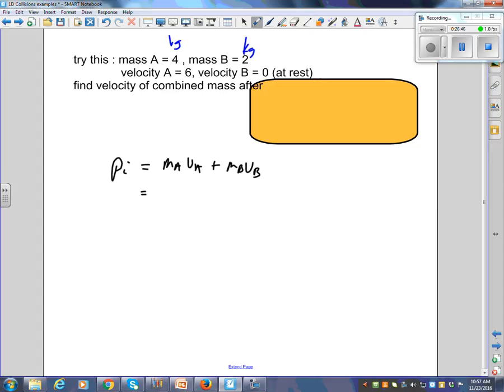Okay, so mass of A is going to be 4. The velocity of A is 6. Mass of B is 2, but its velocity is 0. So the initial momentum is 24 kilogram meters per second. You should all be able to do that. 24 kilogram meters per second, and that is also equal to the final momentum. We've proven that. Momentum must be conserved.